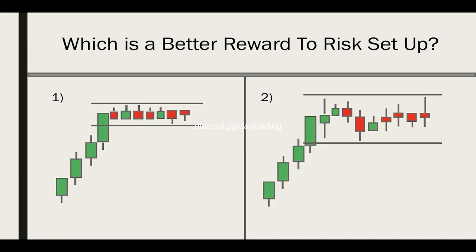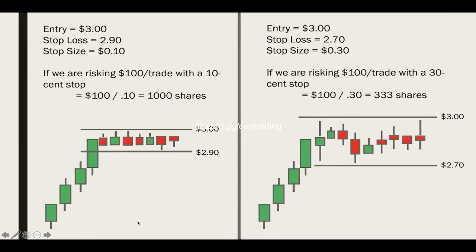So if you guys have thought about it and you selected number one, this one right here, you would be correct. Let's talk about it. So over the base, we have our entry point, right? We always place our entry over the base. So for both of these setups, our entry is at $3, right? Over this base, we have $3. But let's say our stop loss is supposed to be under the base. In this situation, it's at $2.90, right? It's directly under. We have $2.90 as the price of our stop loss.